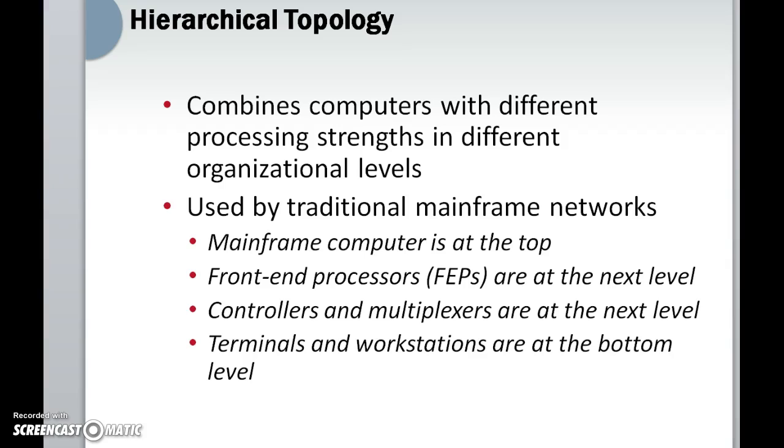The next one is called hierarchical topology, or tree. This type of network combines computers with different processing strength at different organizational levels. It can be used by traditional mainframe networks. The mainframe computer is normally at the top, then we have the front-end processors, and then the controller and multiplexer at the next level, and at the bottom level we have the terminals and workstations.